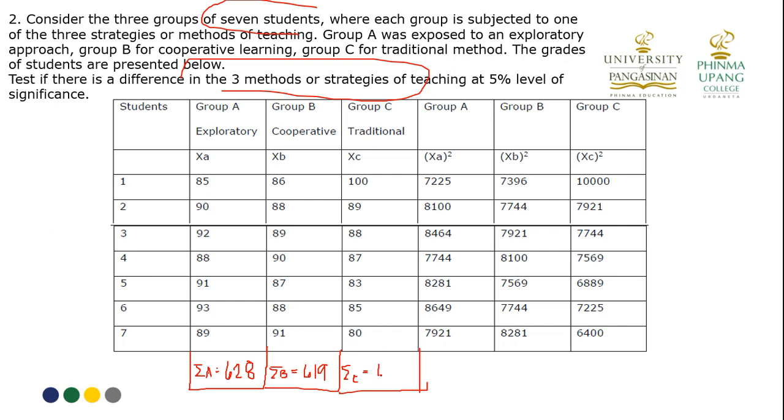612. 600. Sir, saan po galing 7225? 8100, 85 raised to 2 or 85 times 85. Yun po yung mga sagot, ha? Yan, ilagay na dyan para mabilis. Next, ito naman yung summation ng a squared.